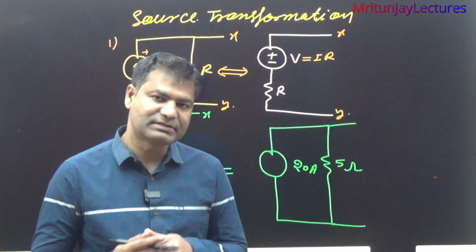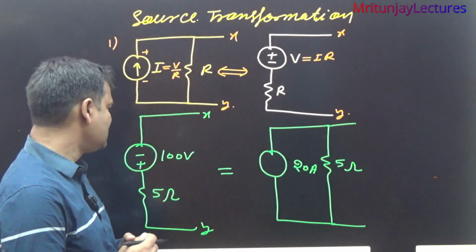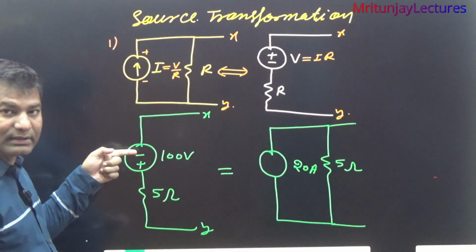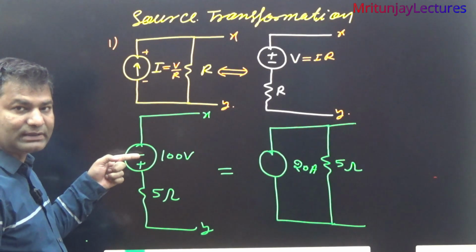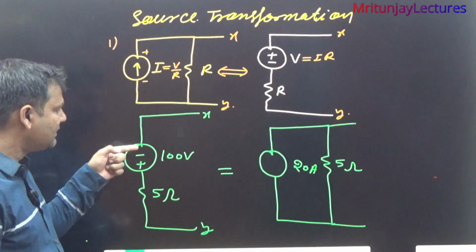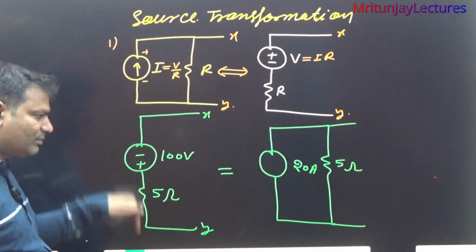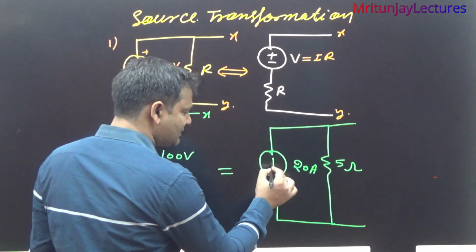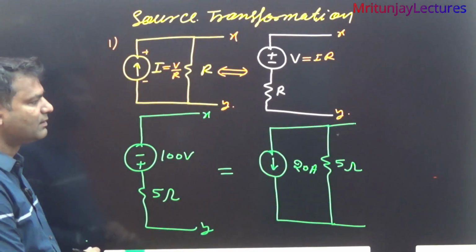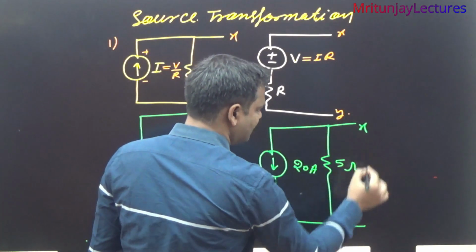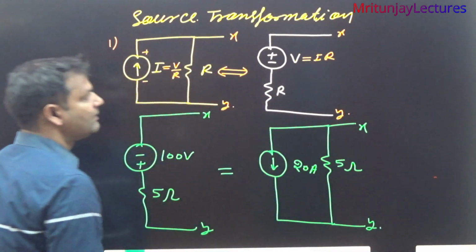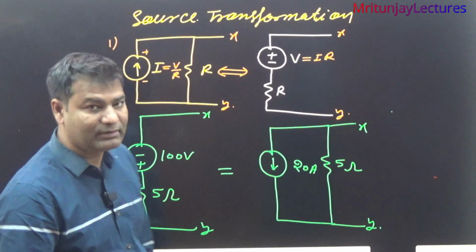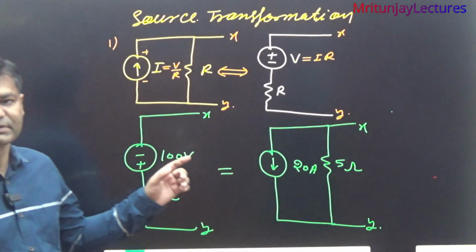And what about current direction? Current direction is always decided by the polarity of the voltage. That polarity is here positive and here negative. So current always leaves from the positive terminal, so the current direction is like that simply. And this one is the X and that is the Y terminal. Okay, make it. If anyone faced doubt, then tell me, I will explain again.